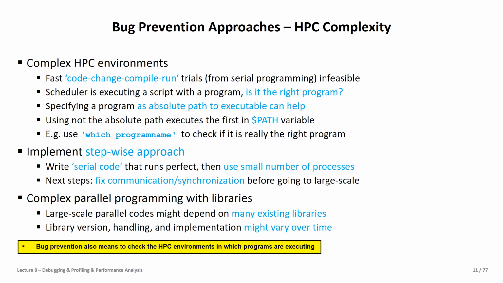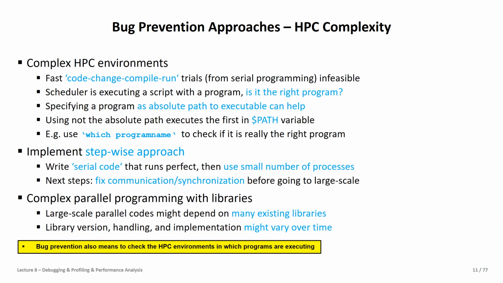And basically, bug prevention in that sense is always the best you can do, right? Check the HPC environments before you execute and run, let's say, a 24-hour job. Make sure, with just a quick "which" program name, that the one you want to really run is the same one you actually specify in your job script.